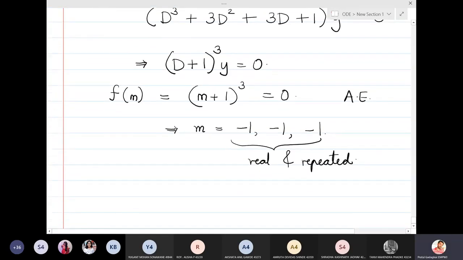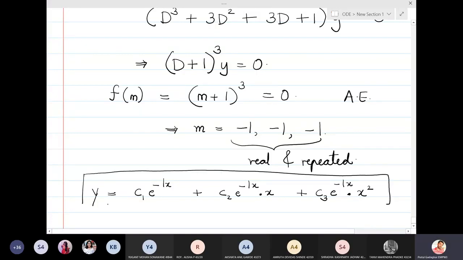So what is my general solution in this case? C1 e raised to minus 1x plus C2 e raised to minus 1x plus C3 e raised to minus 1x, multiplied by x here, multiplied by x square here. This is the general solution.